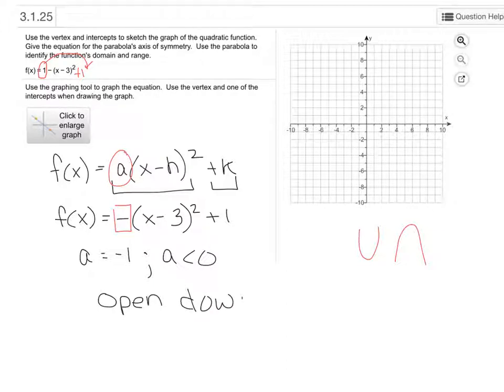And this is just good to know. That means it's going to be this option here. And this is good to know when we go to sketch our graph, to make sure that we're plotting our points right and that the parabola is indeed opening down.